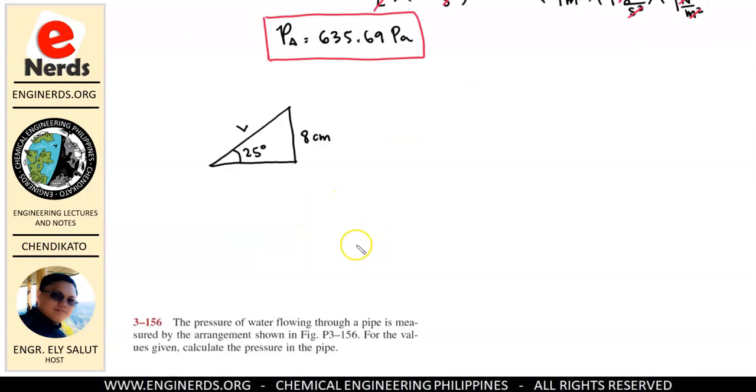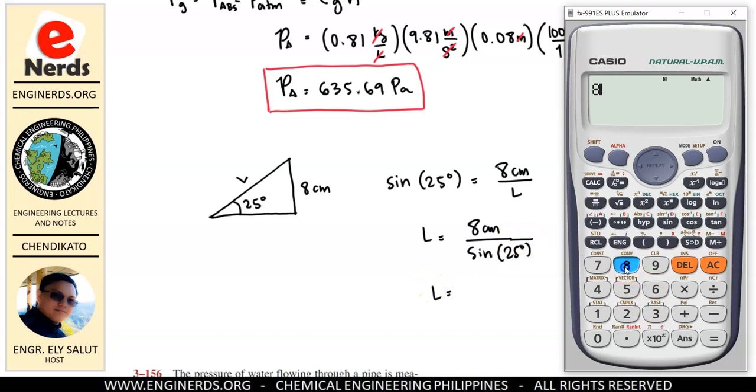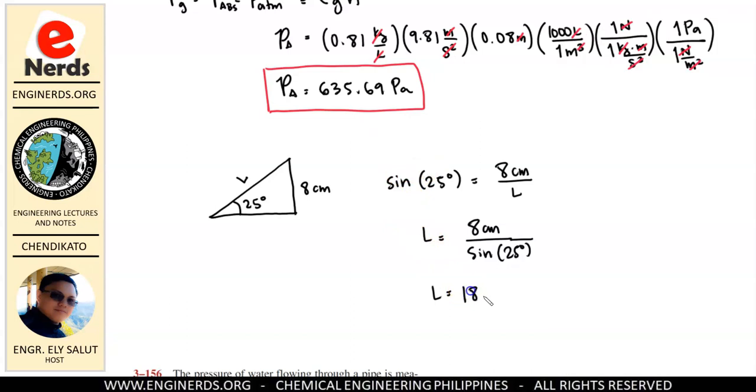Okay, so we'll just be using trigonometry to solve this problem. So we know that sine of 25 degrees is equal to 8 centimeters over L. So therefore, our L is equal to 8 centimeters over sine 25. So 8 divided by sine 25 is 18.93. So our answer here is 18.93 centimeters. And this is our final answer here.